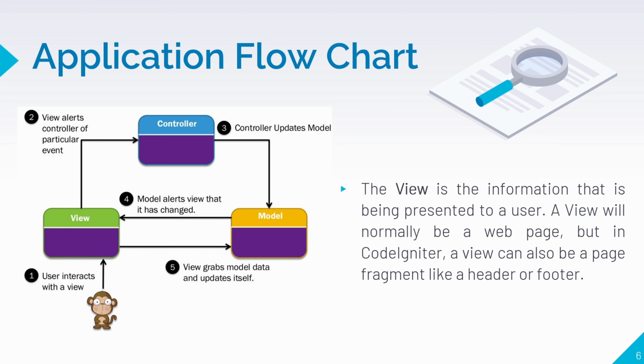The view is the information that is being presented to a user. A view would normally be a web page, but in CodeIgniter, a view can also be a page fragment like a header or a footer. So, the view contains the design of your web page.